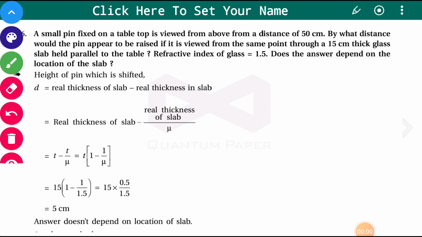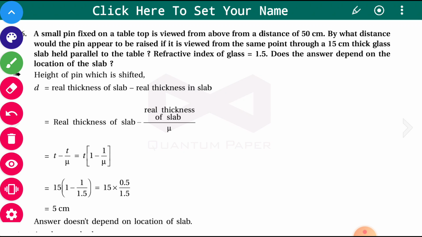Number 16. A small pin fixed on the table top is viewed from above from a distance of 50 centimeter. By what distance would the pin appear to be raised if it is viewed from the same point through a 15 centimeter thick glass slab held parallel to the table? Refractive index of the glass is 1.5. Does the answer depend on the location of the slab?